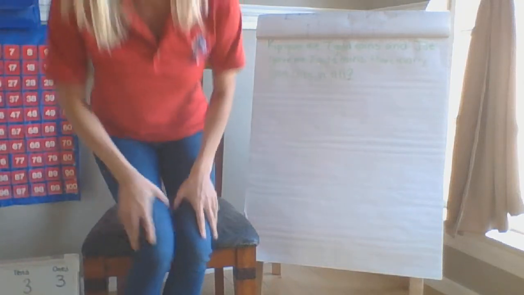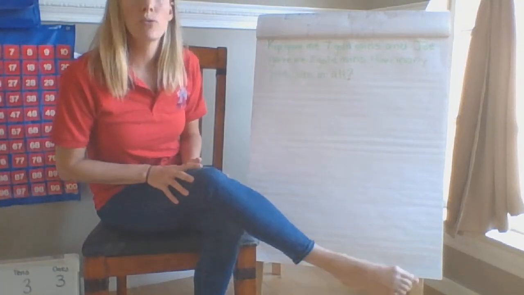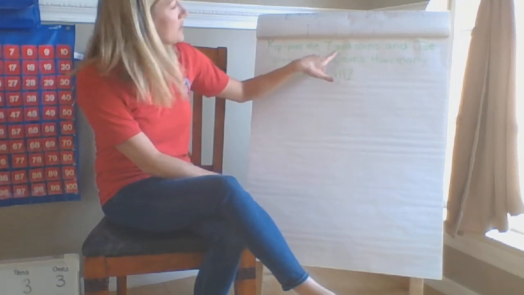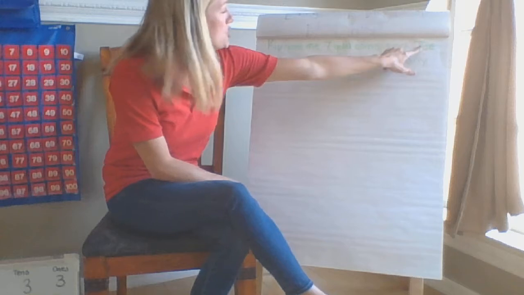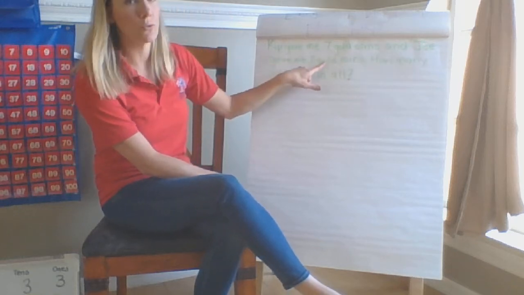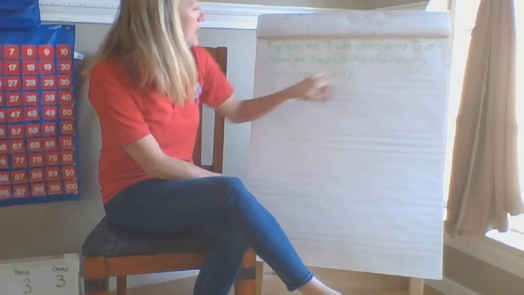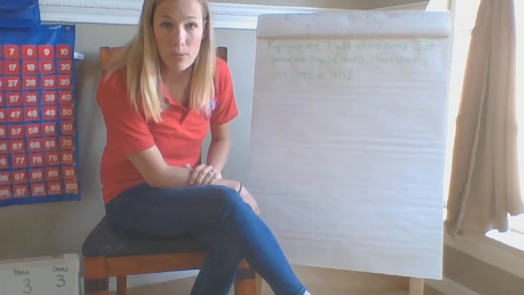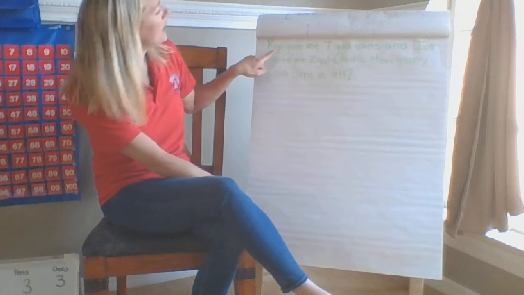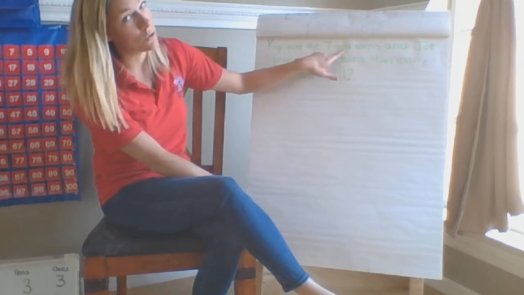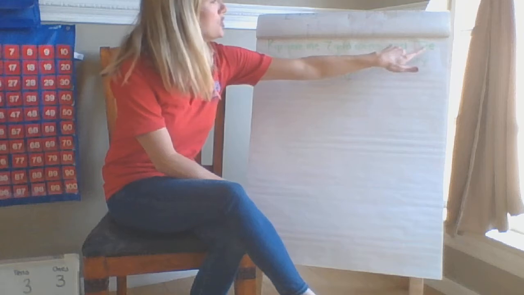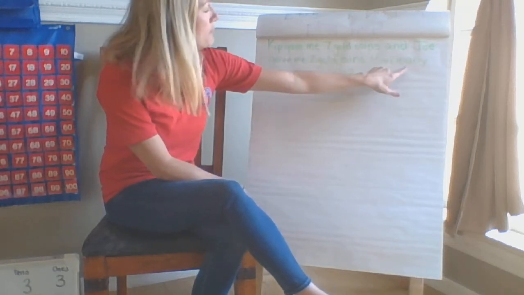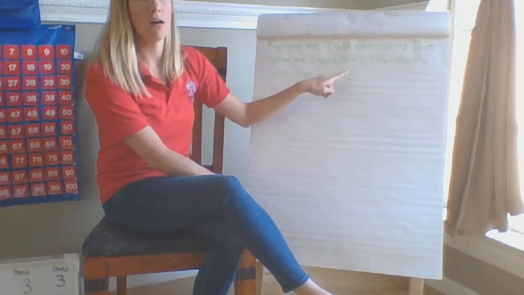So I will go ahead and read it to you, and then I'm going to have you read it back to me. So Kip gave me 7 gold coins, and Joe gave me 2 gold coins. How many gold coins in all? So I want you to try and read that with me. Are you ready? Here we go. Kip gave me 7 gold coins, and Joe gave me 2 gold coins. How many gold coins in all?